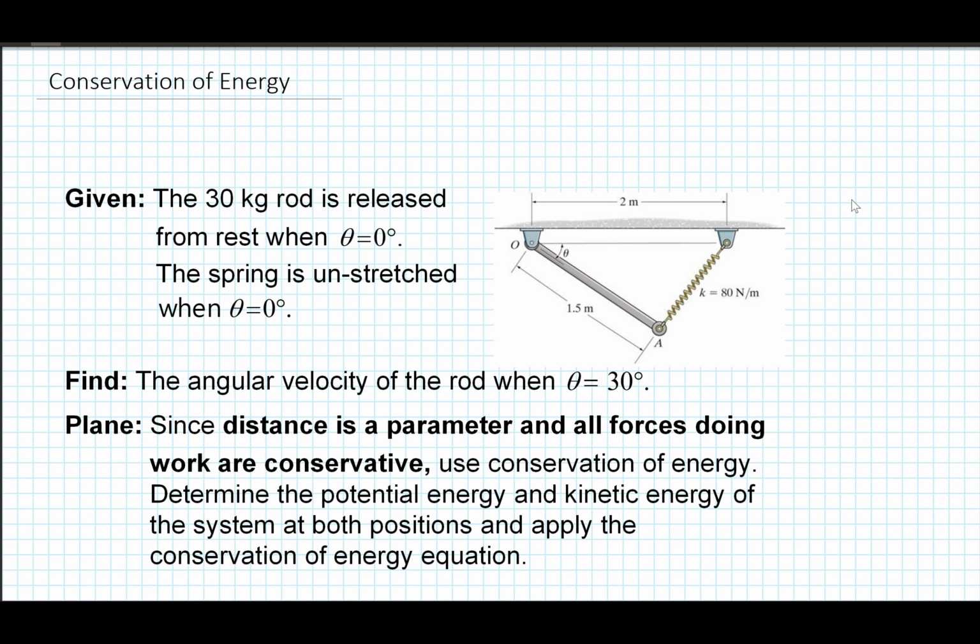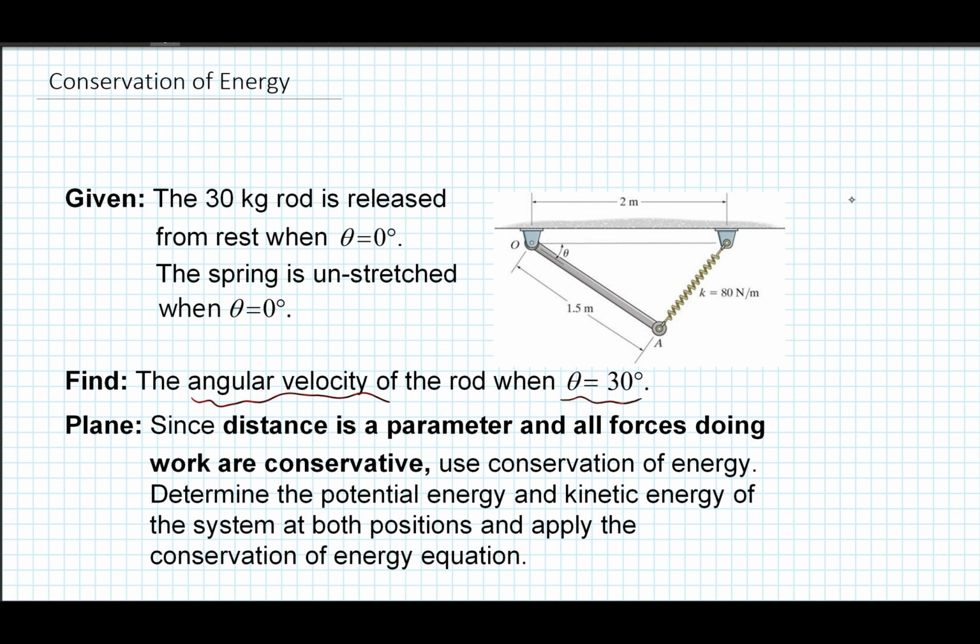Okay, so with this example, we're still in the area of planar kinetics of a rigid body, but this time we're going to look at the conservation of energy. So we're given a 30-kilogram rod being released from rest when theta is 0 degrees. The spring is unstretched when theta is 0 degrees. We're asked to find the angular velocity of the rod when theta is 30 degrees.